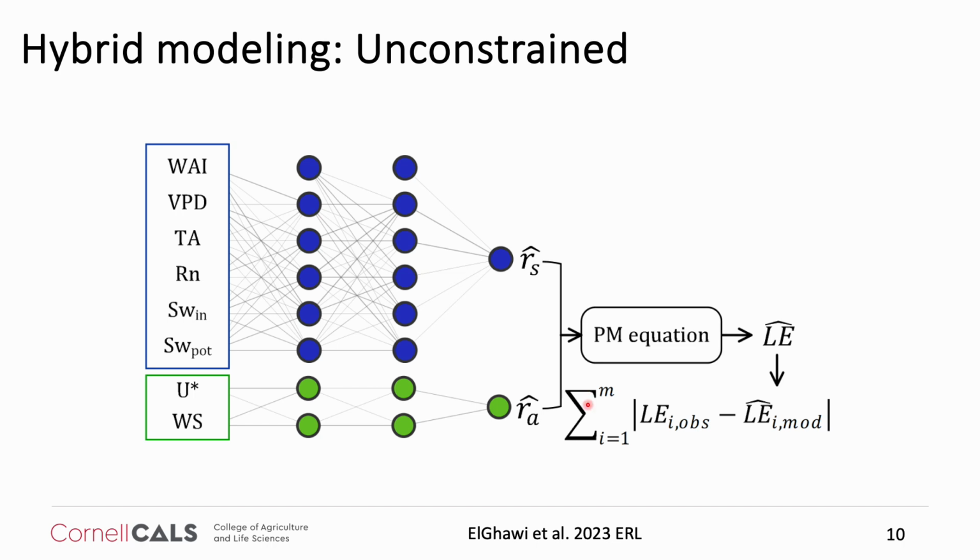Here you can see the loss equation is similar to the previous one, which is the difference between the observed LE and modeled LE. But you can see from the design of the hybrid model in this case, it actually suffers from the equifinality issue. That is, different combinations of RS and RA can lead to the same estimation of LE. So this is why we call this case an unconstrained hybrid model.